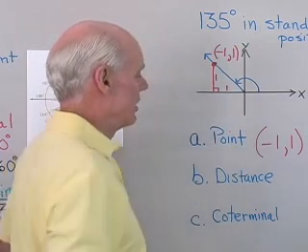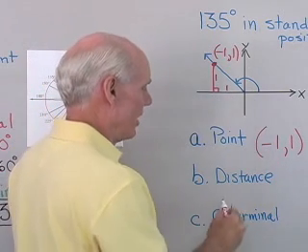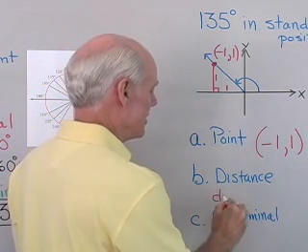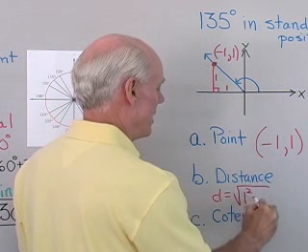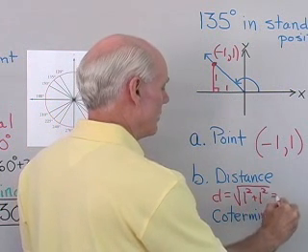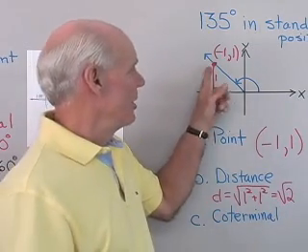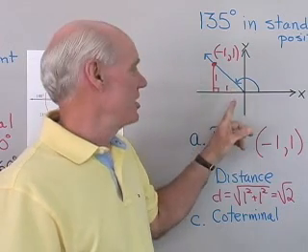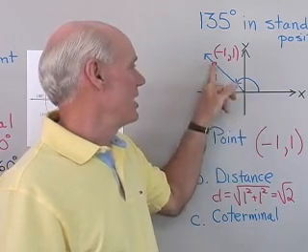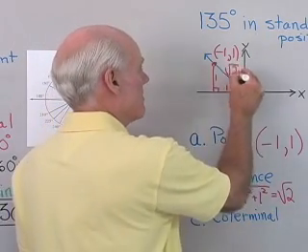It's a right triangle, so I can just use my Pythagorean theorem or distance formula, either one, and end up with this. That distance is the square root of 1 squared plus 1 squared, which is just going to be the square root of 2. So if the point -1, 1 is on the terminal side of this angle that's in standard position, then the distance from the origin out to that point has to be square root 2. So I'll write that in.